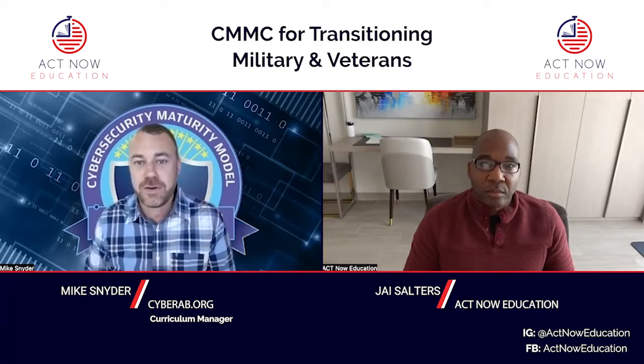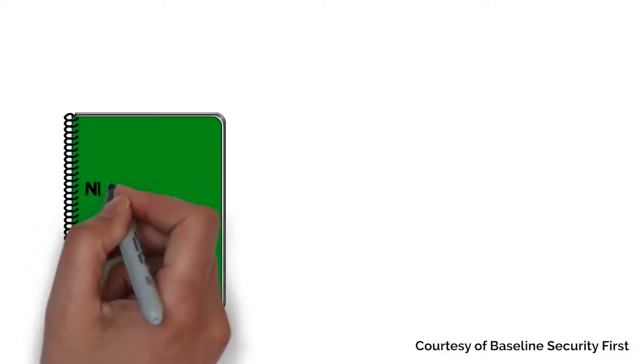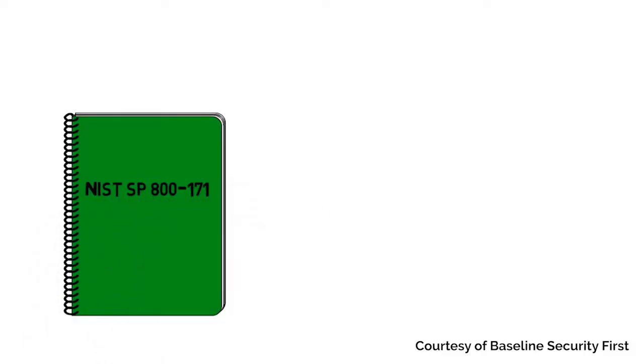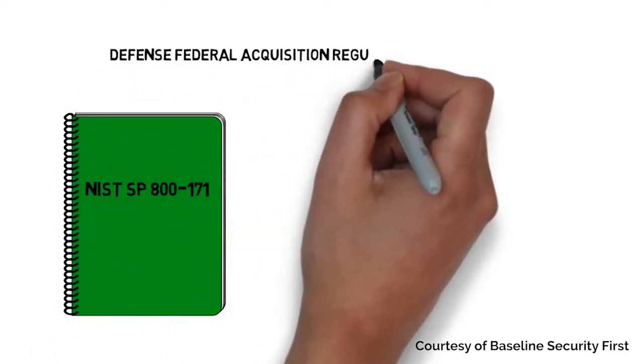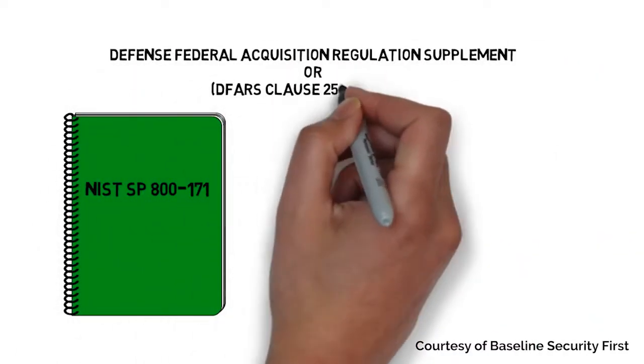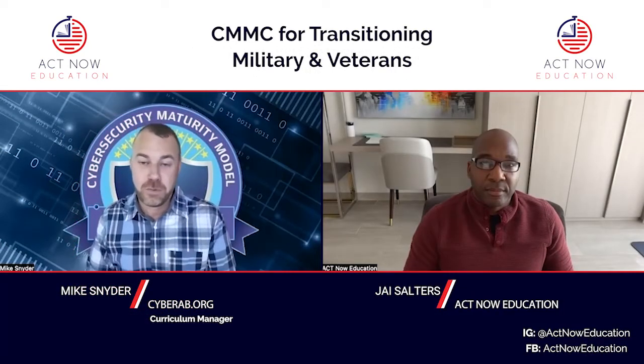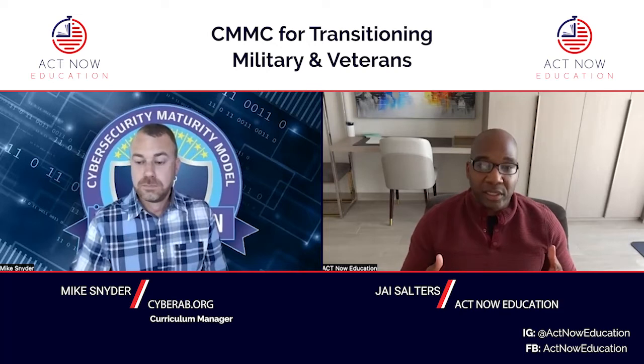But that's the fundamental approach with CMMC: take the NIST 800-171 standards that we've been trying to implement since 2015, all the way through the last couple of years, and incorporate them into CMMC as one standard moving forward. How does one get started in the process of this?